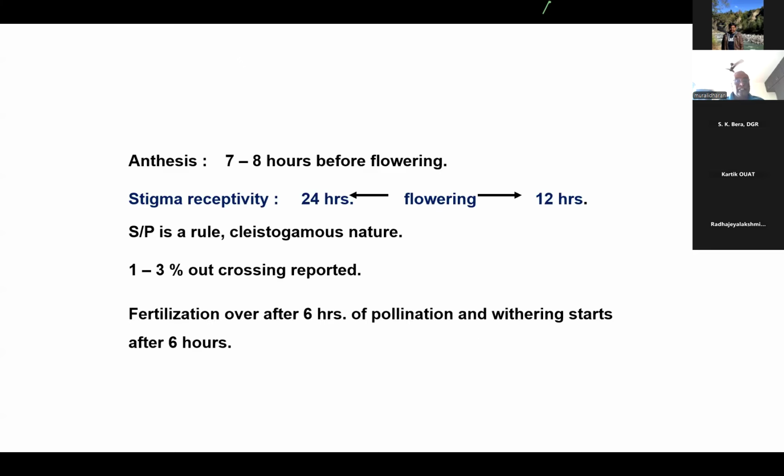Anthesis is important. 7 to 8 hours before flowering, anthesis starts. Stigma is receptive 24 hours before flowering and 12 hours after flowering. Self-pollination is the rule, because of the cleistogamous nature; 1 to 3% outcrossing is reported. Fertilization will be over 6 hours after pollination, and withering starts 6 hours after that.